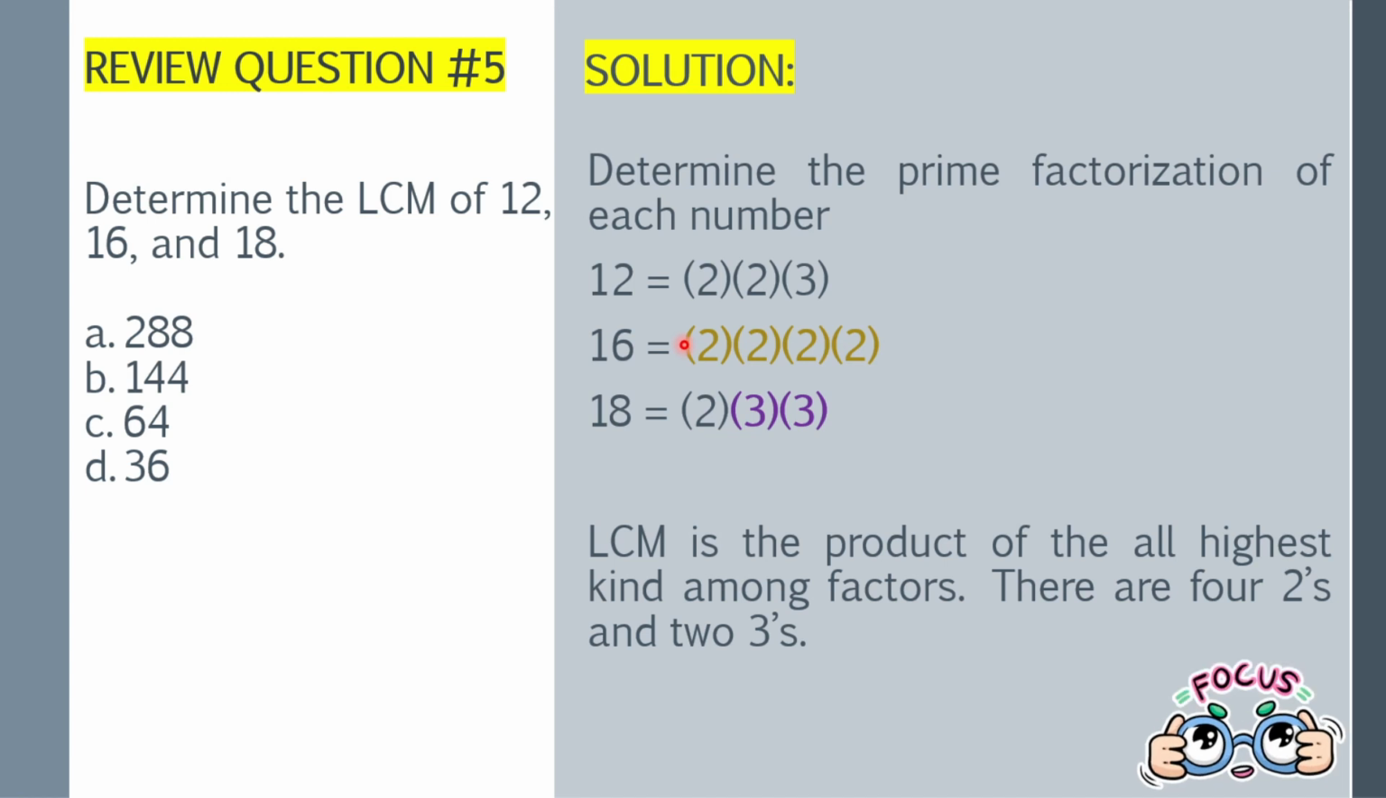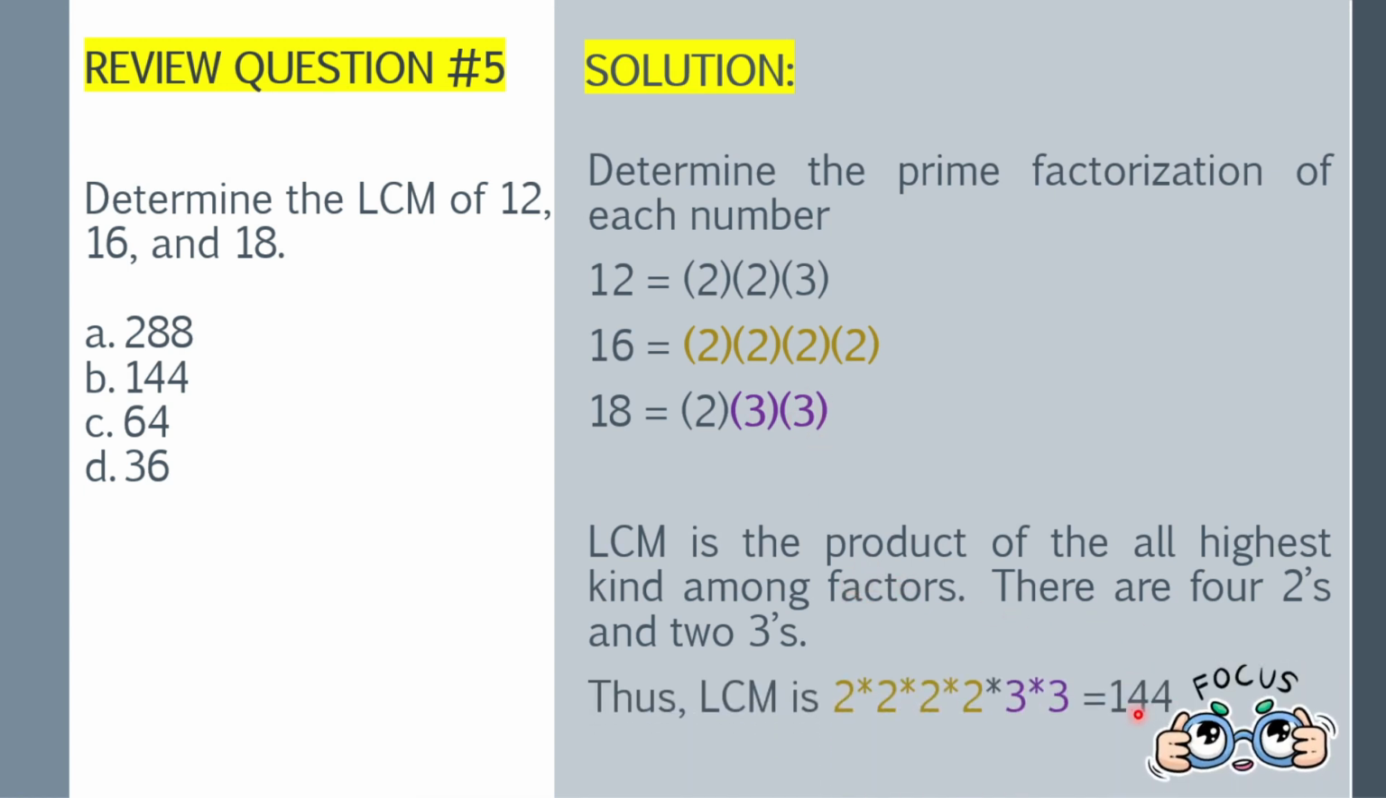So you get that. So 2 times 2 times 2 times 2, that is 16, and you also get the highest number of factors for 3, which is 9. 3 times 3 is 9. Then multiply it, we get 144. Therefore the answer is letter B.